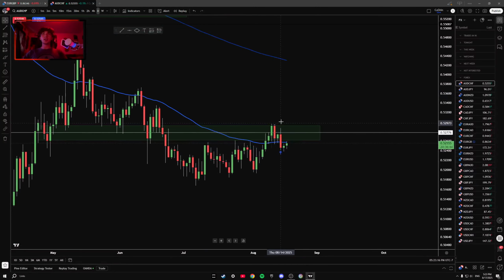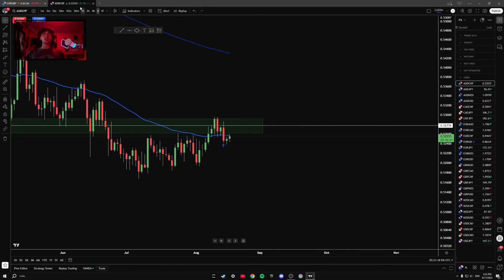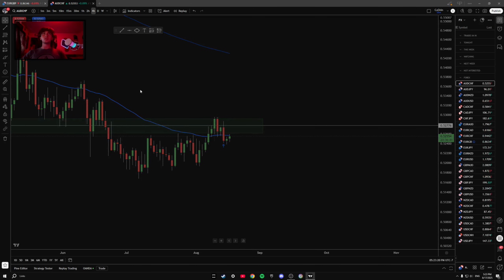Head and shoulders pattern. Rejection. Looks like we might have taken this trade.